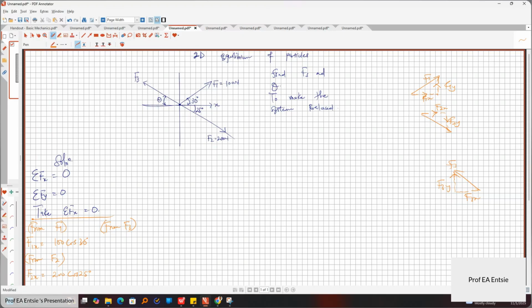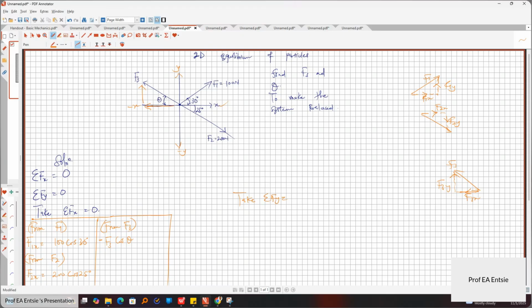So F3, let me make some partition. So F3x will be F3 cos theta. But you check the direction F3 is moving. You see, you go to the left, then come up. So left means negative, right? Because here is positive, here is negative. Down means negative, top means positive. Don't forget, right means positive, left means negative. So let me bring my negative here. So now I'm done with the sigma Fx.